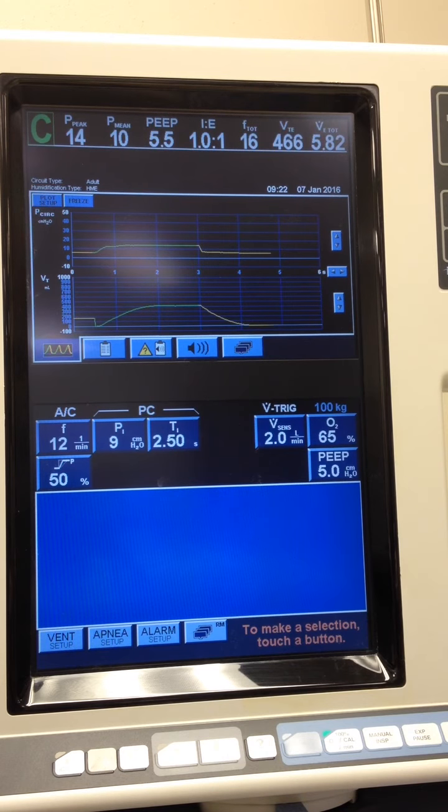Okay, so we had 500 mils before. We see that we have dropped a little bit on our tidal volume. We're now down to about 460. Our ratio has stayed the same, 1:1.